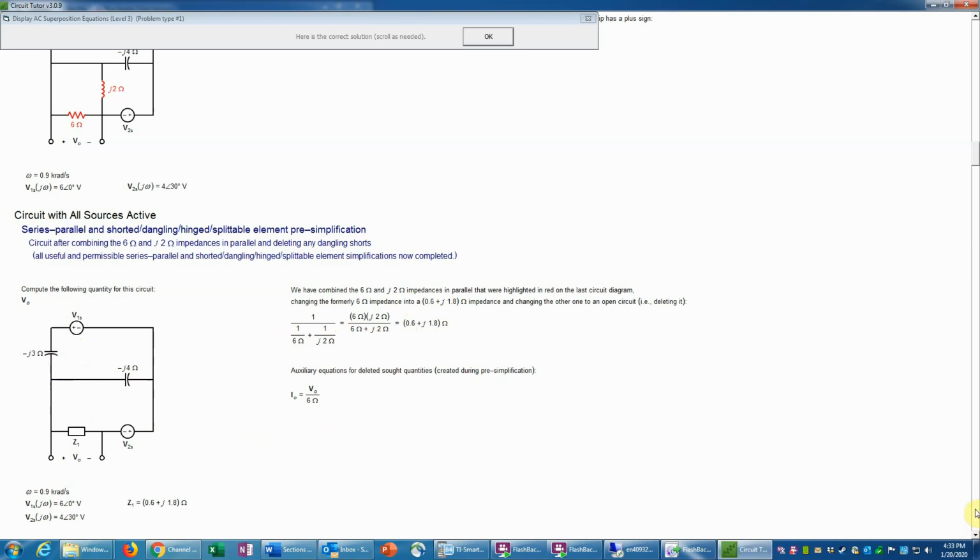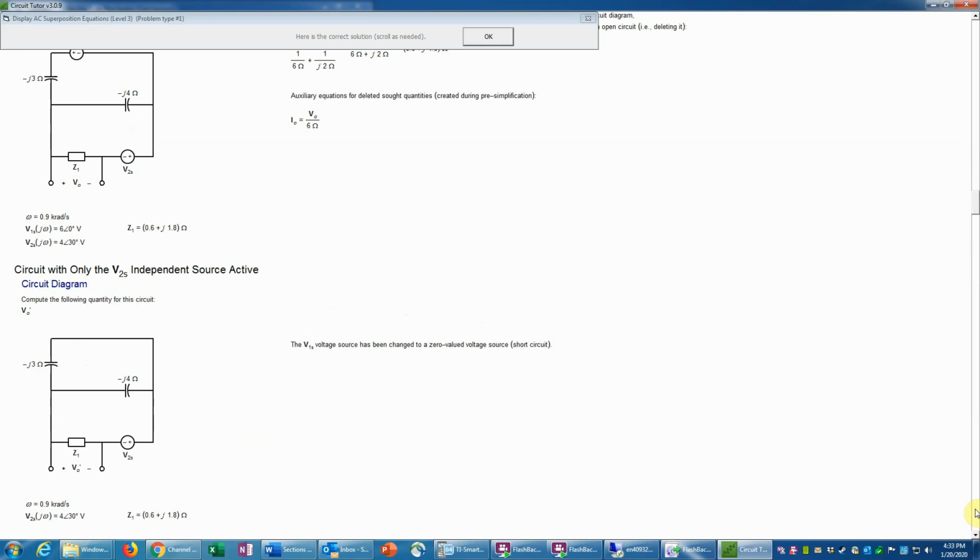So at that point, we want to start turning off sources. So we would, for example, leave the V2 source active, and the V1 source, this one, would have to be turned off. And remember, for a voltage source, that means we set it to 0 volts, which means a zero-valued voltage source is equivalent to a short circuit. So see that that's been changed to a short circuit here, as it says.